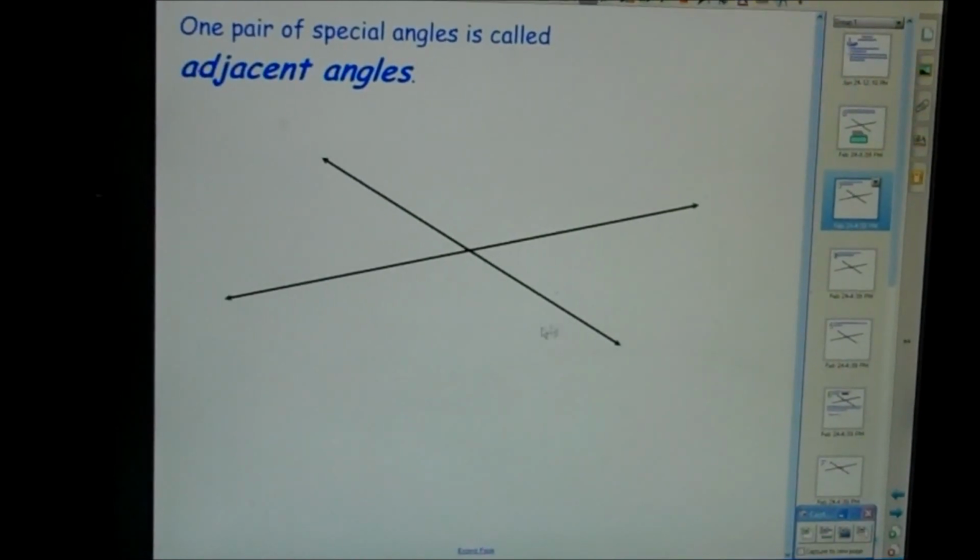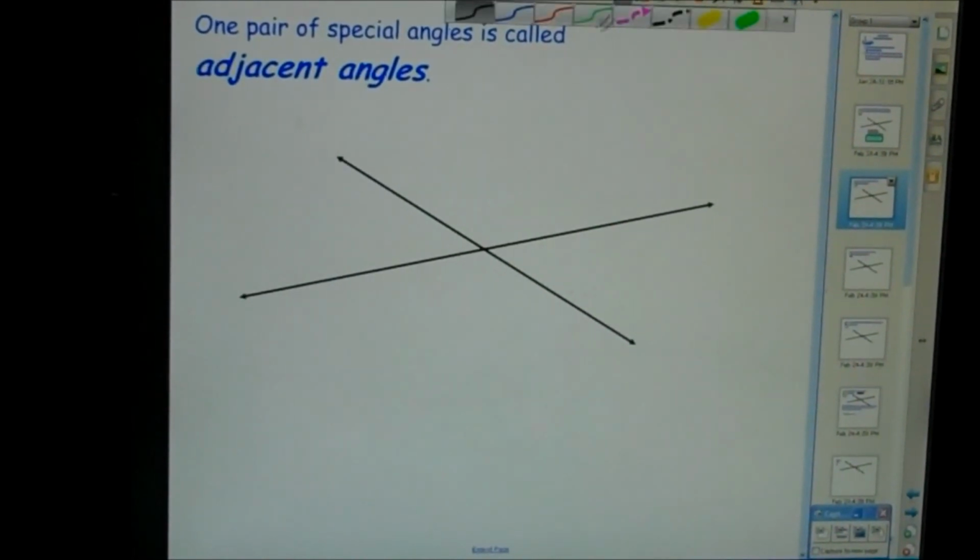Adjacent angles. Like I said, those are the two angles that are next door to one another. There are four pairs of adjacent angles on this intersecting lines diagram. These two are adjacent angles. These two are adjacent angles. These two can be adjacent angles. And these two can be adjacent angles. So we have four pairs of adjacent angles. Those adjacent angles add up to one value. Do you remember what value that is? We're going to get to it in our next slide.